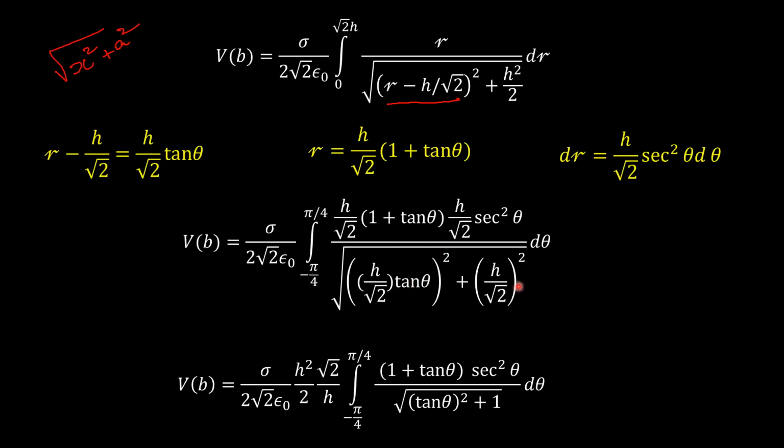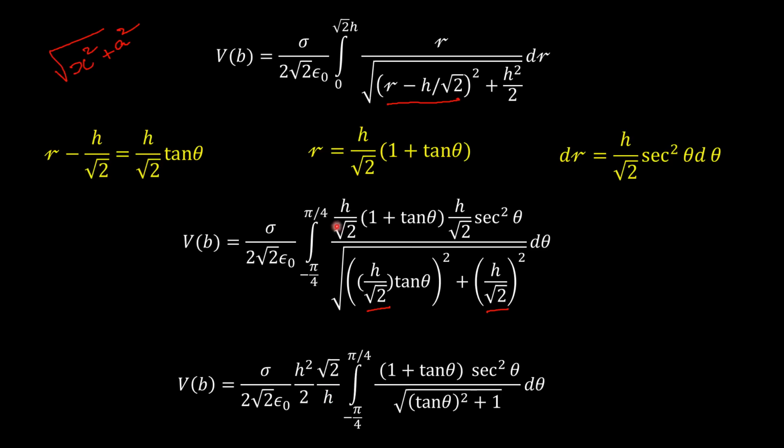Now this h squared by 2 we can write as h divided by square root 2 whole square. Now you take this constant outside, that is h divided by square root 2 whole square is here. Similarly here h divided by square root 2 whole square is here. So if you take this out, because this is 1 over h square root of 2, this will become square root of 2 divided by h.